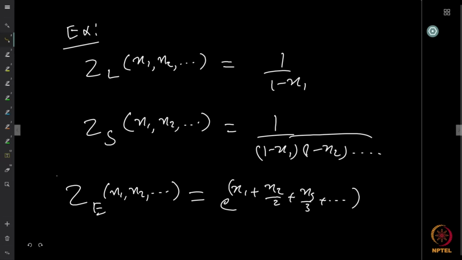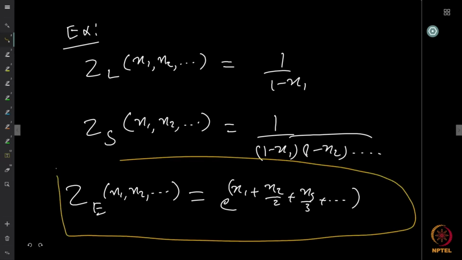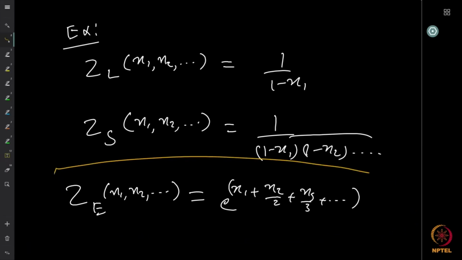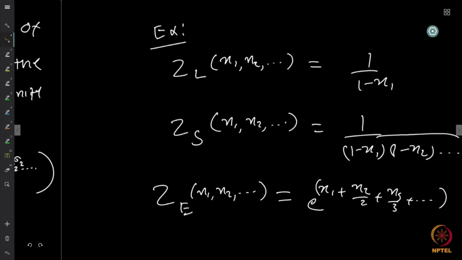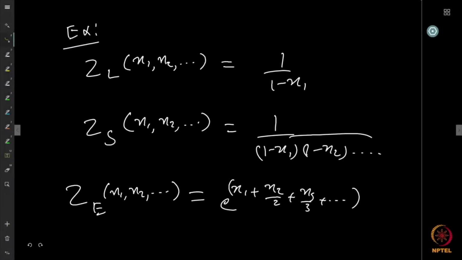What is the cycle index series of the species E of sets? It is e to the power x1 + x2/2 + x3/3 + etc. Try to see why this is the case. It should be pretty clear once you understand the meaning of this exponent, and how you connect it with the cycle types we were talking about earlier, sigma 1, sigma 2, etc. If you do that, you should be able to figure out why this indeed makes sense.